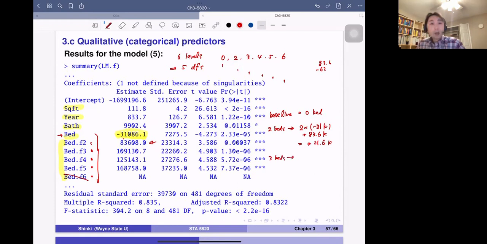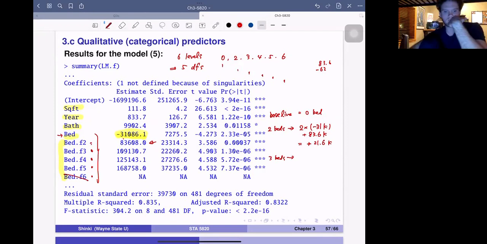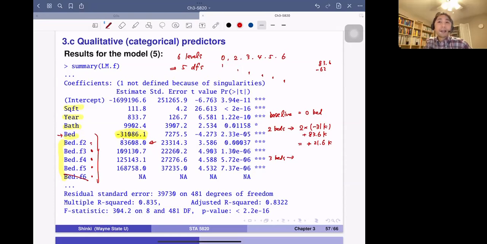So you can see, so anyone else? So the 3 bedrooms, is the value higher than 2 bedrooms or lower than 2 bedrooms? Anyone? Suppose we have the same square footage here and the number of bathrooms, 2 bed and 3 bed, which is worth more? Paula? Paula?